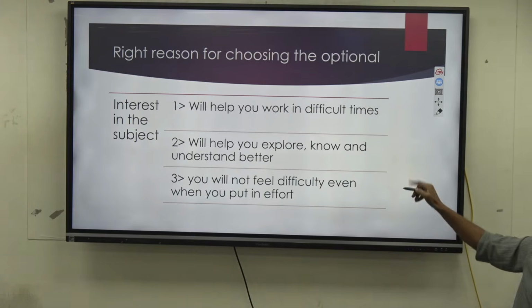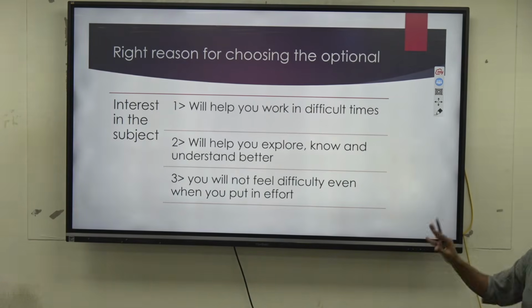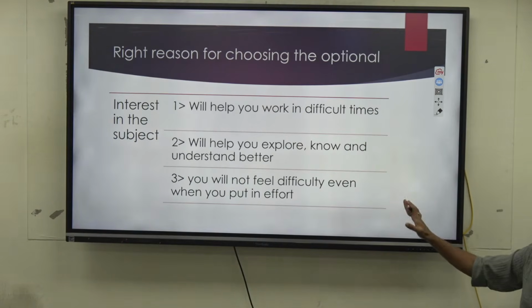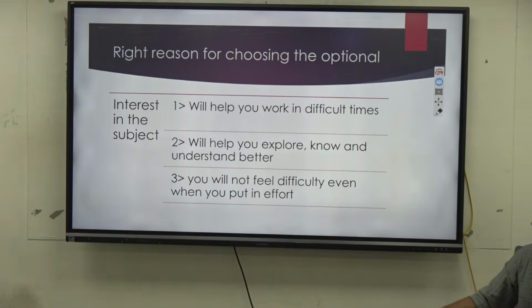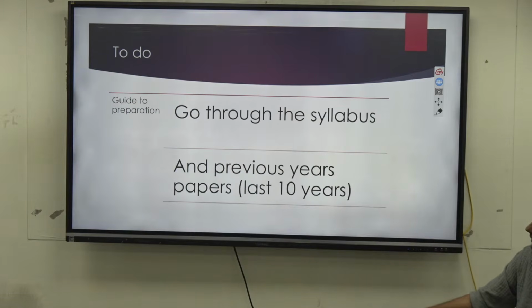That's why they're saying that it will help you to study in difficult times. It will help you to have a little curiosity, understand, explore. And you will not find it very, very difficult when you put in the effort. That's why you should have interest in the subject. Then of course, guidance, which is very, very important.